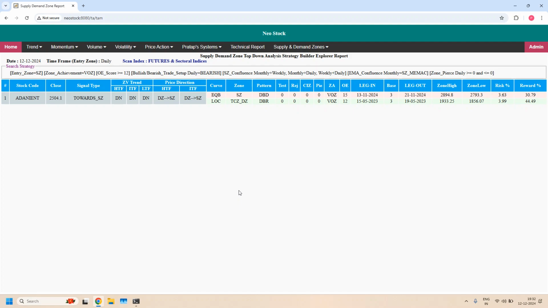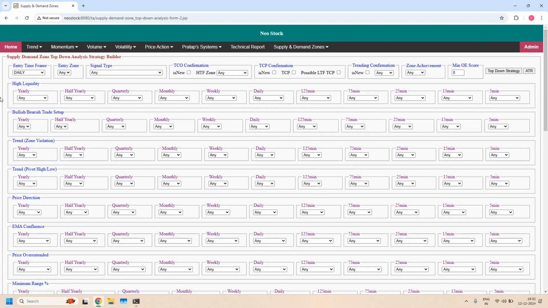Okay, this is about the bearish trade setup for monthly income trade. Next report is about weekly income trade. First one, weekly income trade, bullish trade setup.